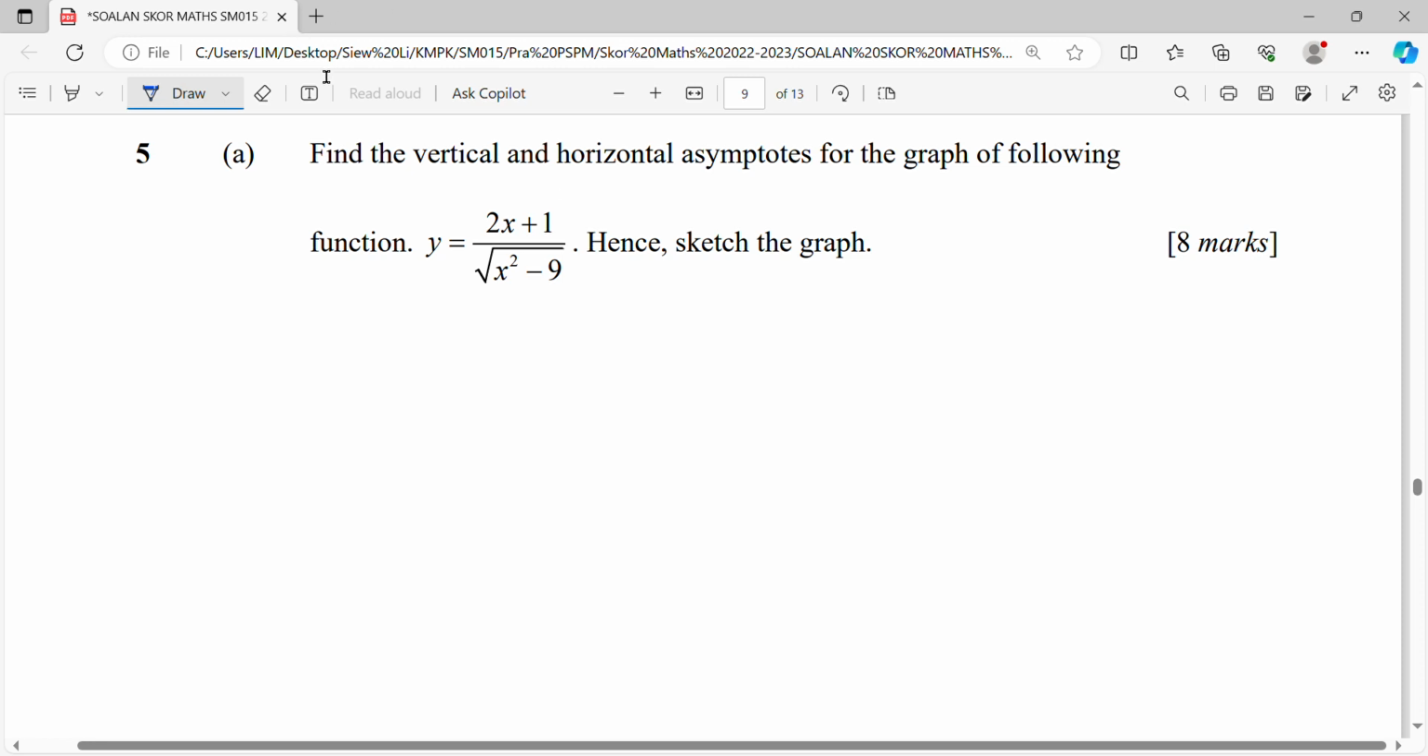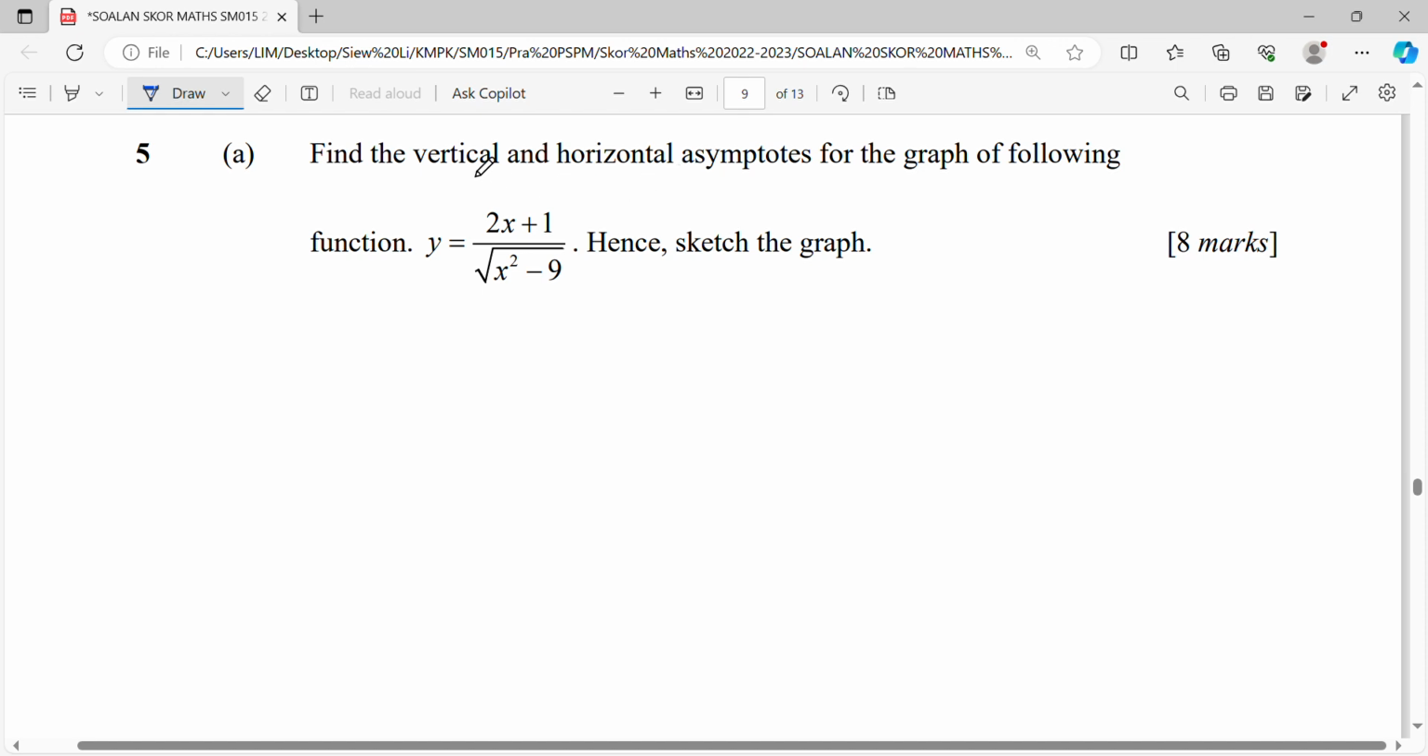For this question, they ask us to find the vertical and horizontal asymptote for the graph of the following function, where y equals 2x plus 1 over the square root of x squared minus 9. Then we have to sketch the graph. So first we have to answer the question of finding the vertical and horizontal asymptote.